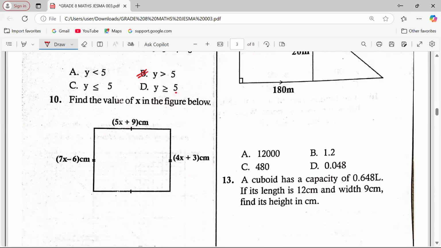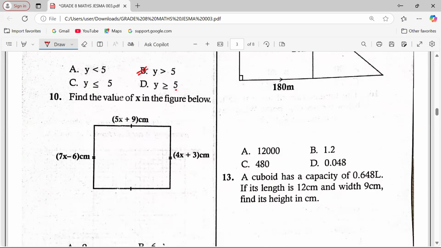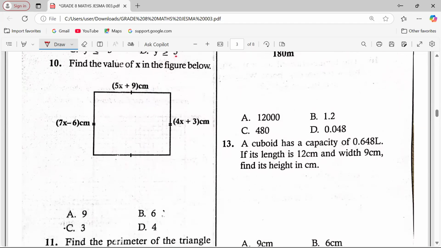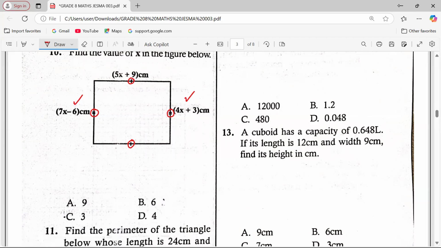Number 10, find the value of x in the figure below. The figure below is a rectangle whereby, you know, this is a sign of equal sides. This one and this one, those are two equal sides. Then this side and this one, which is seemingly the length, they are also equal because of those signs. Now that they are equal, we are going to equate this value and this value. For the length, we cannot equate because one of the lengths has not been expressed.